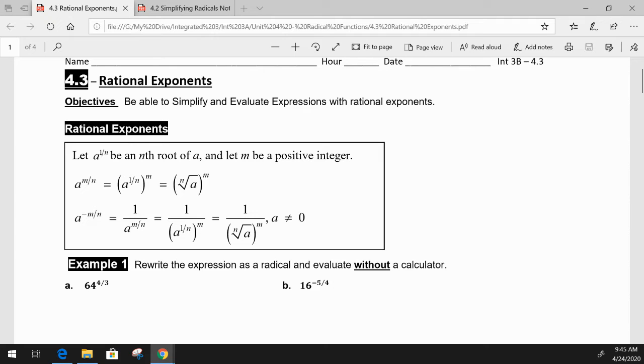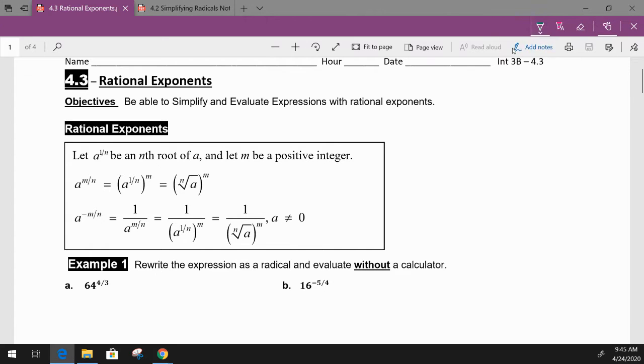Okay, in this lesson, we are talking about rational exponents. The goal is to be able to simplify and evaluate expressions with rational exponents. So it's important that you understand where a rational exponent comes from. So we have this definition here.